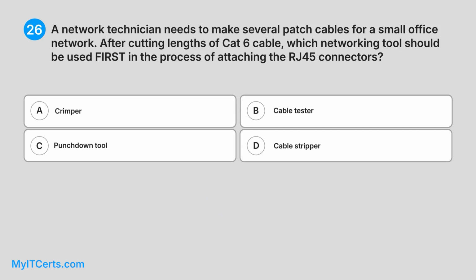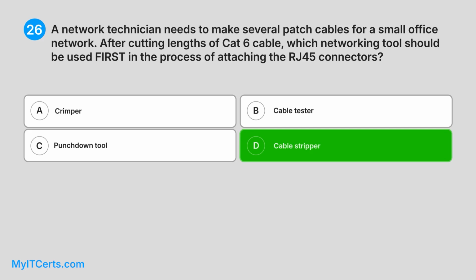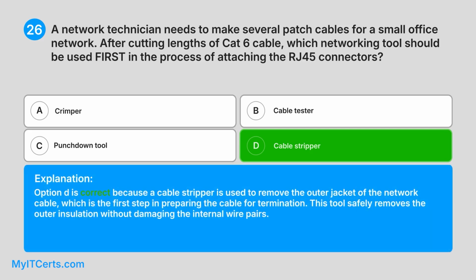Correct answer. D. Cable stripper. Explanation. Option D is correct because a cable stripper is used to remove the outer jacket of the network cable, which is the first step in preparing the cable for termination. This tool safely removes the outer insulation without damaging the internal wire pairs.